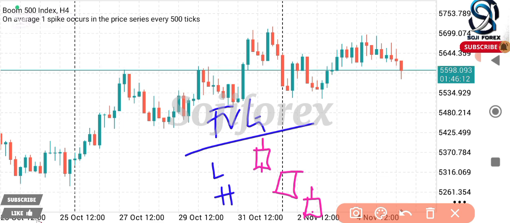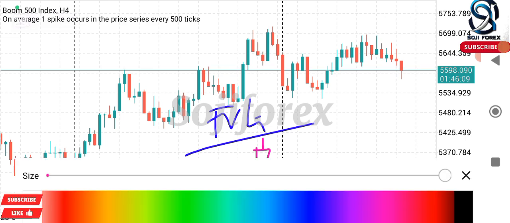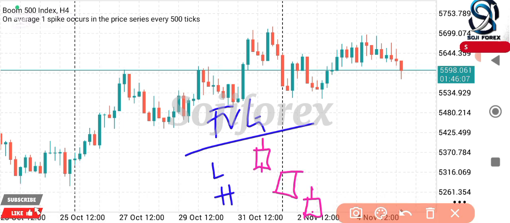So we said in this case we'll pay attention to the low of the candle before, which is this low here. We're going to pay attention to it, and the high of the candle after, which is this zone. So this is the high and this is the low. Let me make it a different color. So this is the low of the candle before and this is the high of the candle after. So this space in between here is what we refer to as the fair value gap.